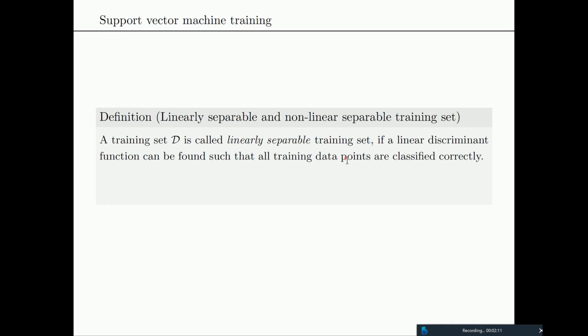So before we do that, two definitions about linearly and nonlinearly separable training sets. A training set D is called a linearly separable training set if a linear discriminant function can be found such that all training points are classified correctly. So if you think of these clouds of dots that we've seen, as soon as you can find a line that you can put through it, so that all the blue dots are on the one side of that line and all the red dots are on the other side of the line, then this is called linearly separable.